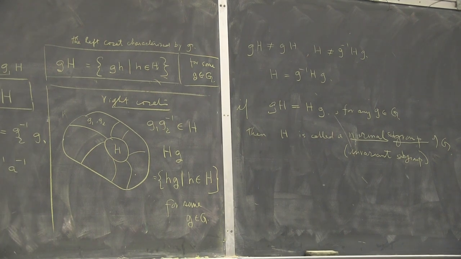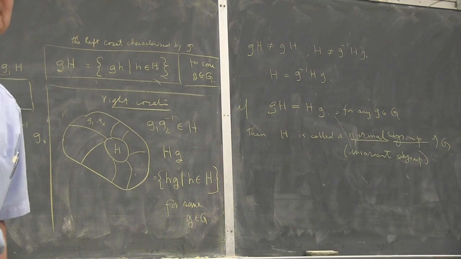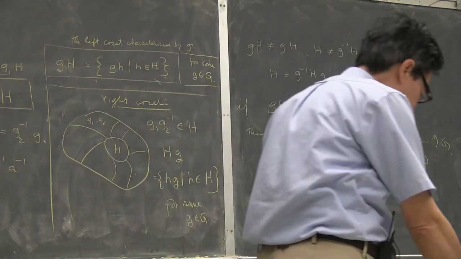So out of the possible subgroups of a particular group, there are these important ones called normal subgroups or invariant subgroups. And these are the ones which make possible the notion of a quotient group. Okay, so let me tell you how a quotient group is formed.